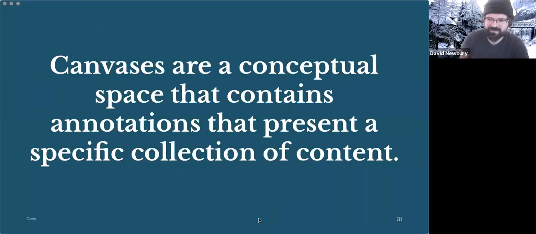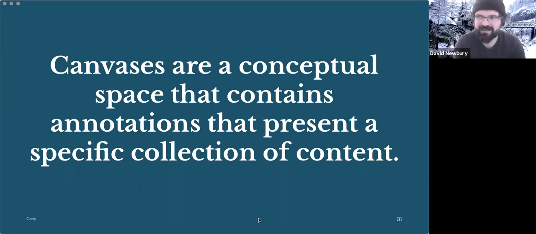And again, this is not something that IIIF isn't aware of. Canvases are a conceptual space that contains annotations that present a specific collection of content. My read of the spec in all its glories says that canvases are this really abstract space that just happens to often have as the lowest level of annotation an image that completely fills it. There's nothing in the spec that says there has to be an image in a canvas anyway. And as we work with things like media, AV, we start ending up with these imageless canvases anyway.